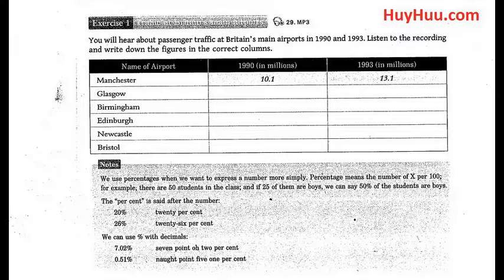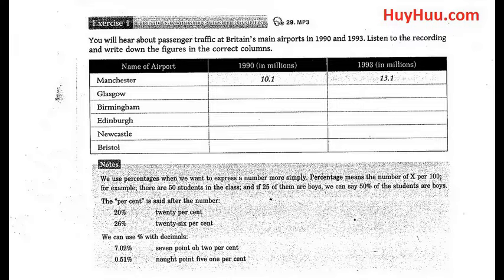Manchester Airport is the third largest airport in Britain. In 1990, it handled about 10.1 million passengers, and in 1993, the number of passengers increased to 13.1 million. In 1990, Glasgow Airport handled 3.9 million passengers, and in 1993, the number of passengers had risen sharply to 5.2 million. Birmingham handled 3.5 million passengers in 1990, and in 1993, the number of passengers was 4.2 million, not a big change.